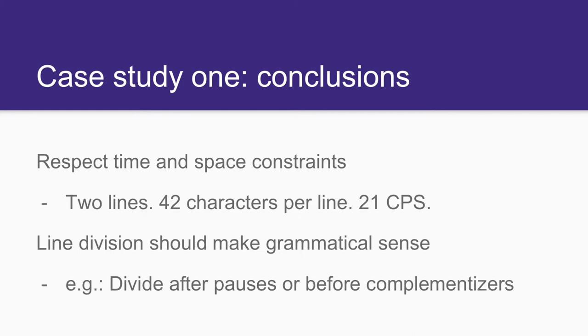In conclusion, there are two things we should keep present after this first example. Number one, it is essential to use two lines or fewer, each of them containing 42 characters or fewer, at a maximum reading speed of 21 characters per second. In addition, subtitles should stay on screen for between 1 and 6 seconds. And with these very basic guidelines, we should be quite strict. Number 2. Line divisions need to be grammatically correct. Therefore, after pauses or before complementizers seems to be the most appropriate place to divide.